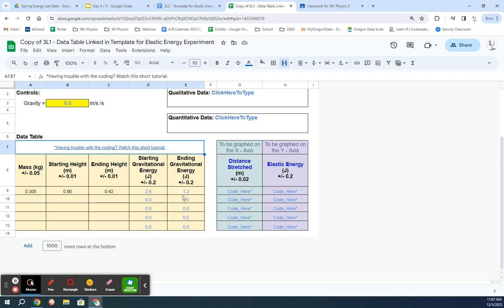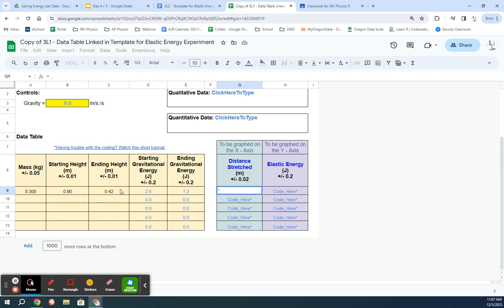All right, so that tells us our initial energy was 2.6. Our final energy was 1.2. All right, where did that energy go? Well, that energy had to go into the elastic energy. So next thing we want to code is the distance stretched. Well, the stretch distance is just the starting and final height subtracted from each other.